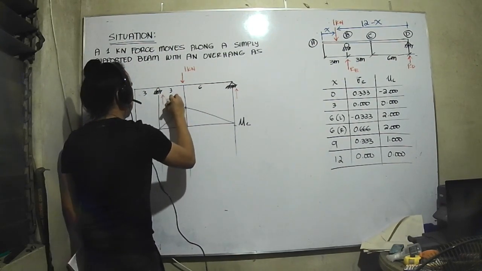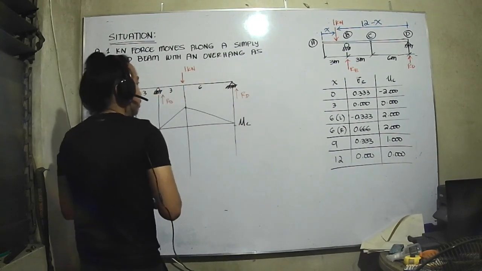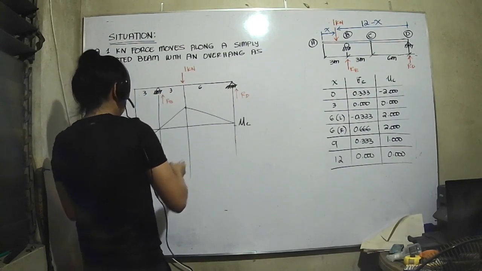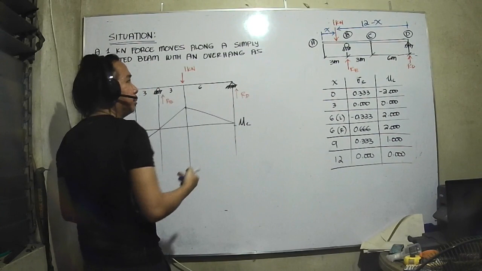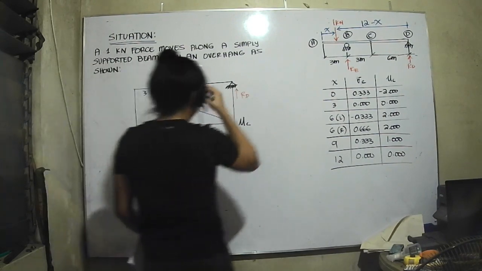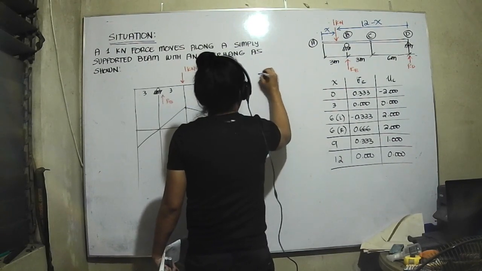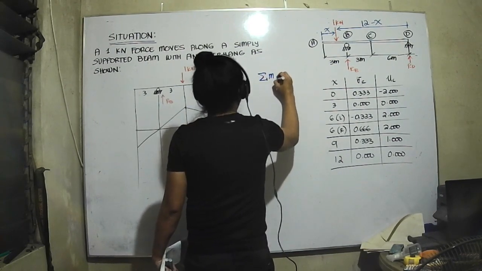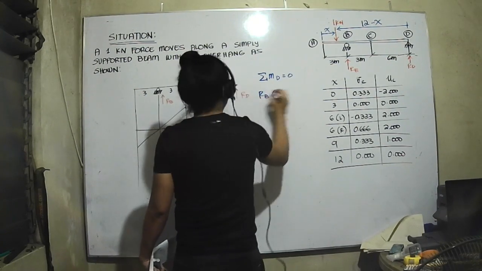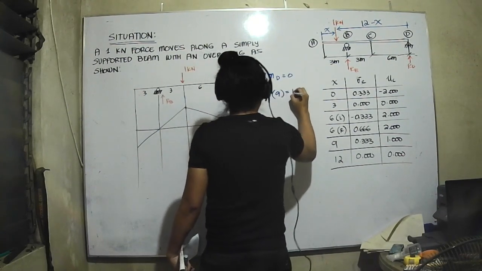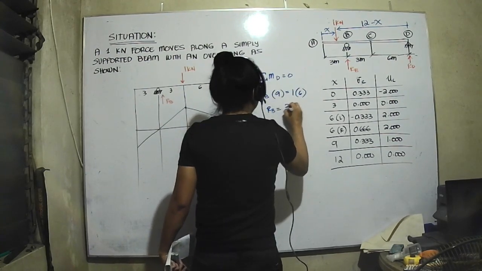RB o si RD, okay? Solbahon ako na siya. Although pwede ito magamit tong equations ganiya. Summing up moments at D is equal to 0. RB times 9 is equal to 1 times 6. RB is equal to 2/3. Okay.